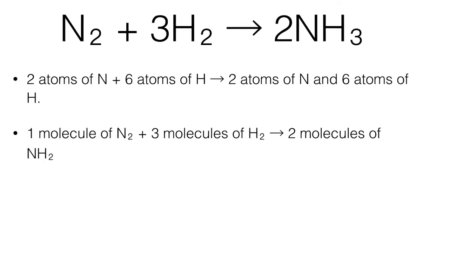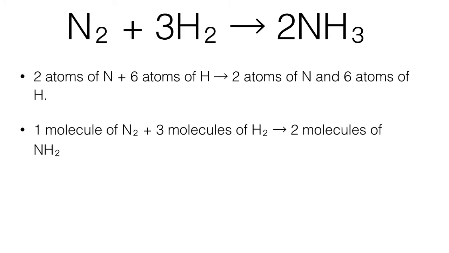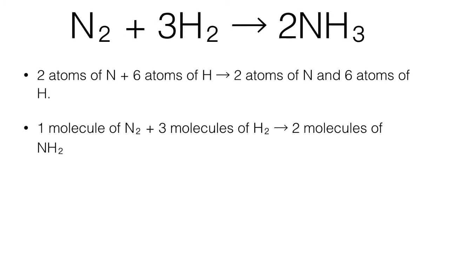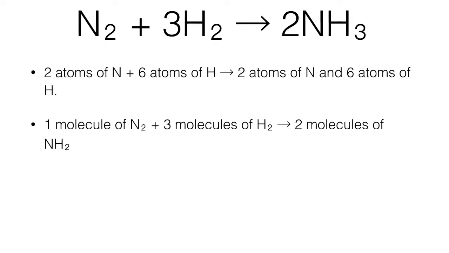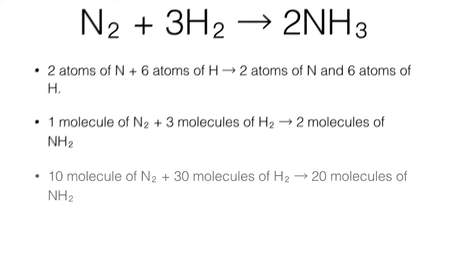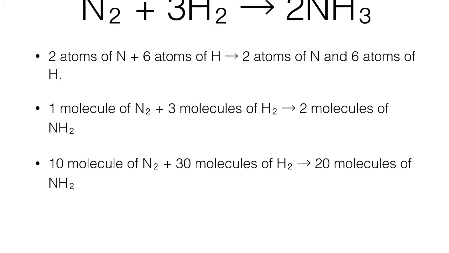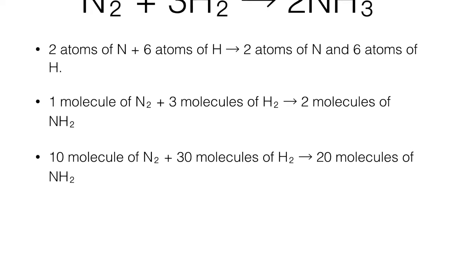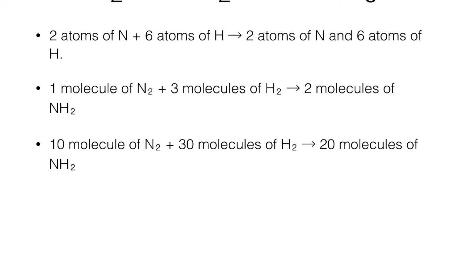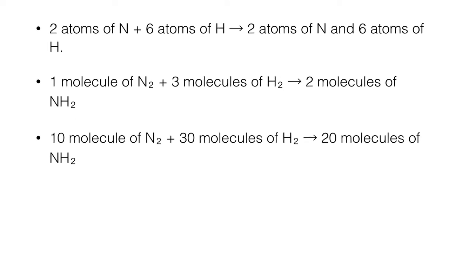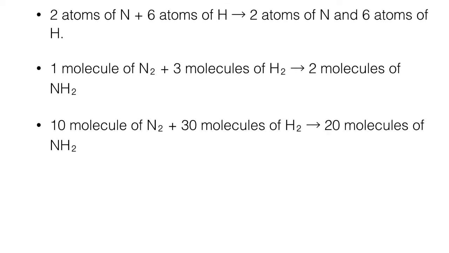But we can also look at this information in terms of molecules. 1 molecule of N2 plus 3 molecules of H2 will yield 2 molecules of NH3. There's another typo. We could also use this information to multiply our recipe, so to speak. So let's say we wanted to make 10 times as much ammonia. Then we could say 10 molecules of N2 plus 30 molecules of H2 would yield 20 molecules of NH3. Again, that should be NH3.